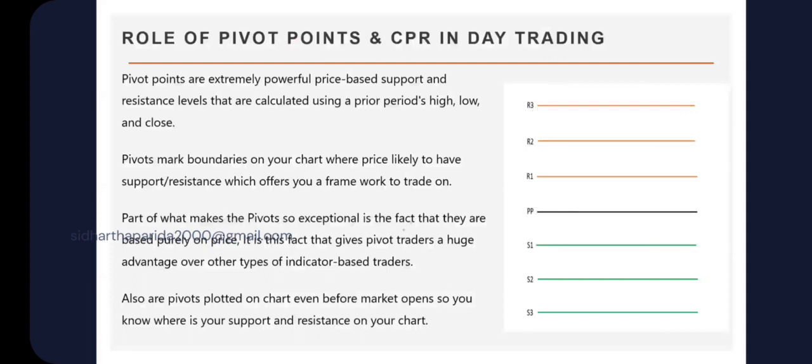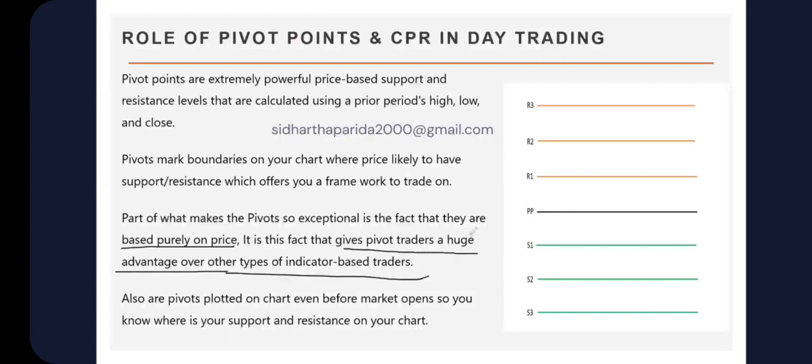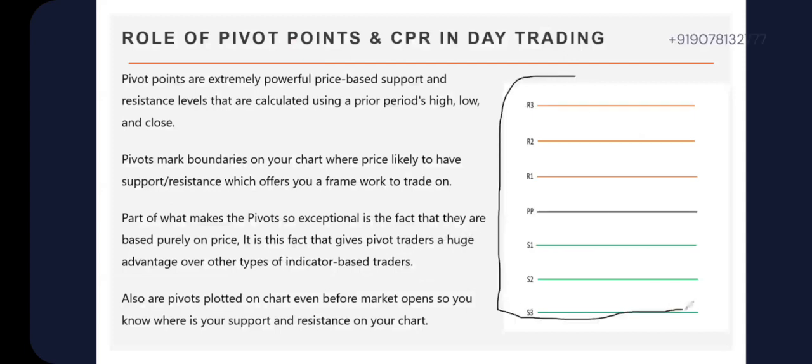Part of what makes pivots so exceptional is the fact that they are purely based on price. It is not like your other lagging indicators. This is purely based on price. It is this fact that gives pivot traders a huge advantage over other types of indicator-based traders, because this support and resistance that you see is purely based on price action.